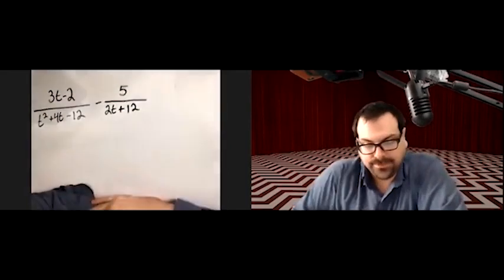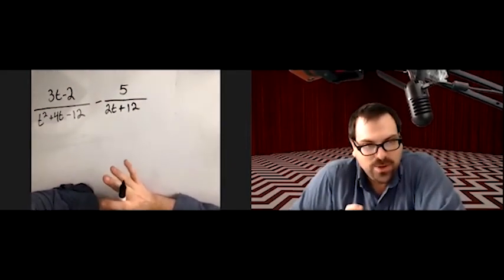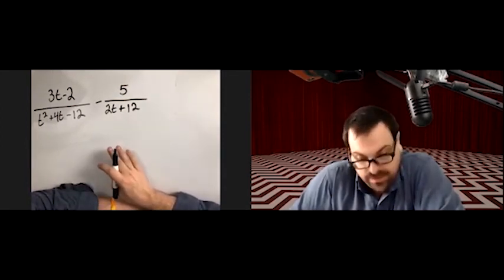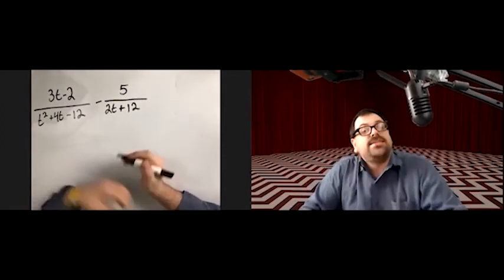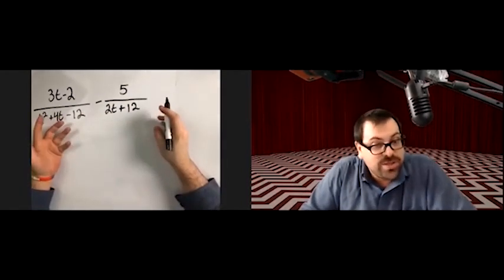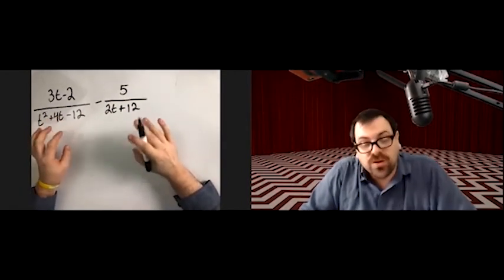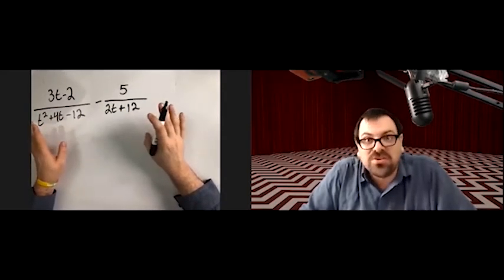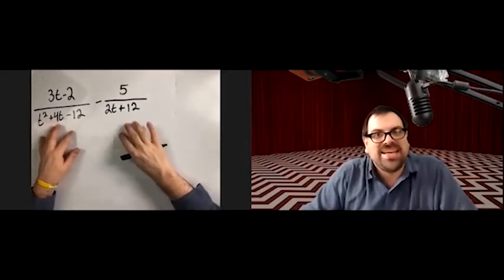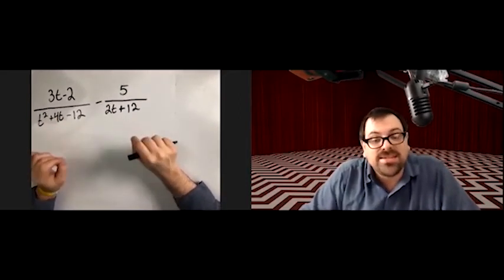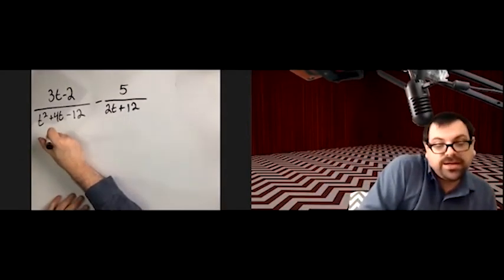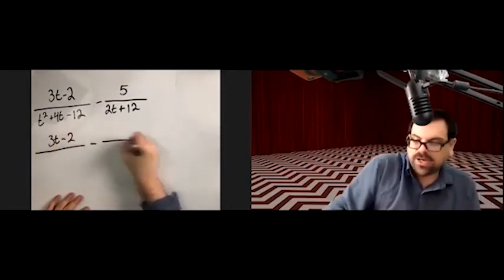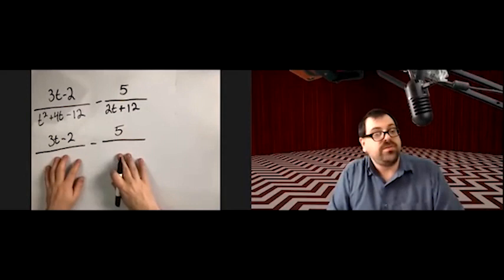Well, don't panic. What do we do first? We have to find a least common denominator. Since we're going to need the factored forms to do that, our first step in adding or subtracting when we have things that factor on the bottom is going to be to rewrite with factored denominators. Factor the bottom of both of these.